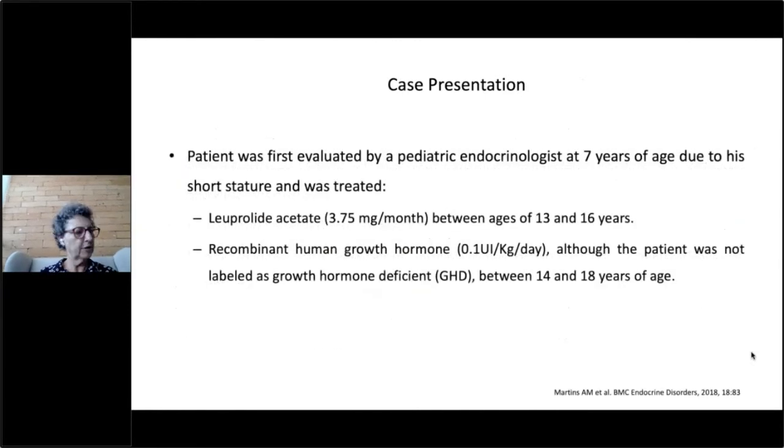The patient was first evaluated by a pediatric endocrinologist at 7 years of age due to his short stature and was treated with leuprolide acetate 3.75 milligrams per month between the ages of 13 and 16 years. Recombinant human growth hormone, the GH, was also given, although the patient was not labeled as growth hormone deficient, between 14 and 18 years of age.